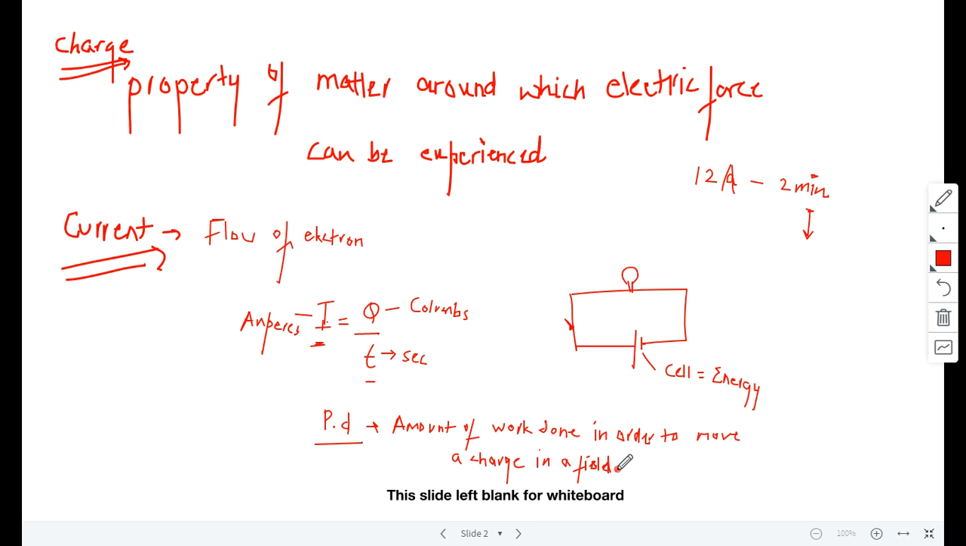This is clear. Potential is the amount of work done in order to move a charge in a field from one point to another point. Okay, so that's potential difference. That's potential or potential difference. Both you can say. Both have the same definition.